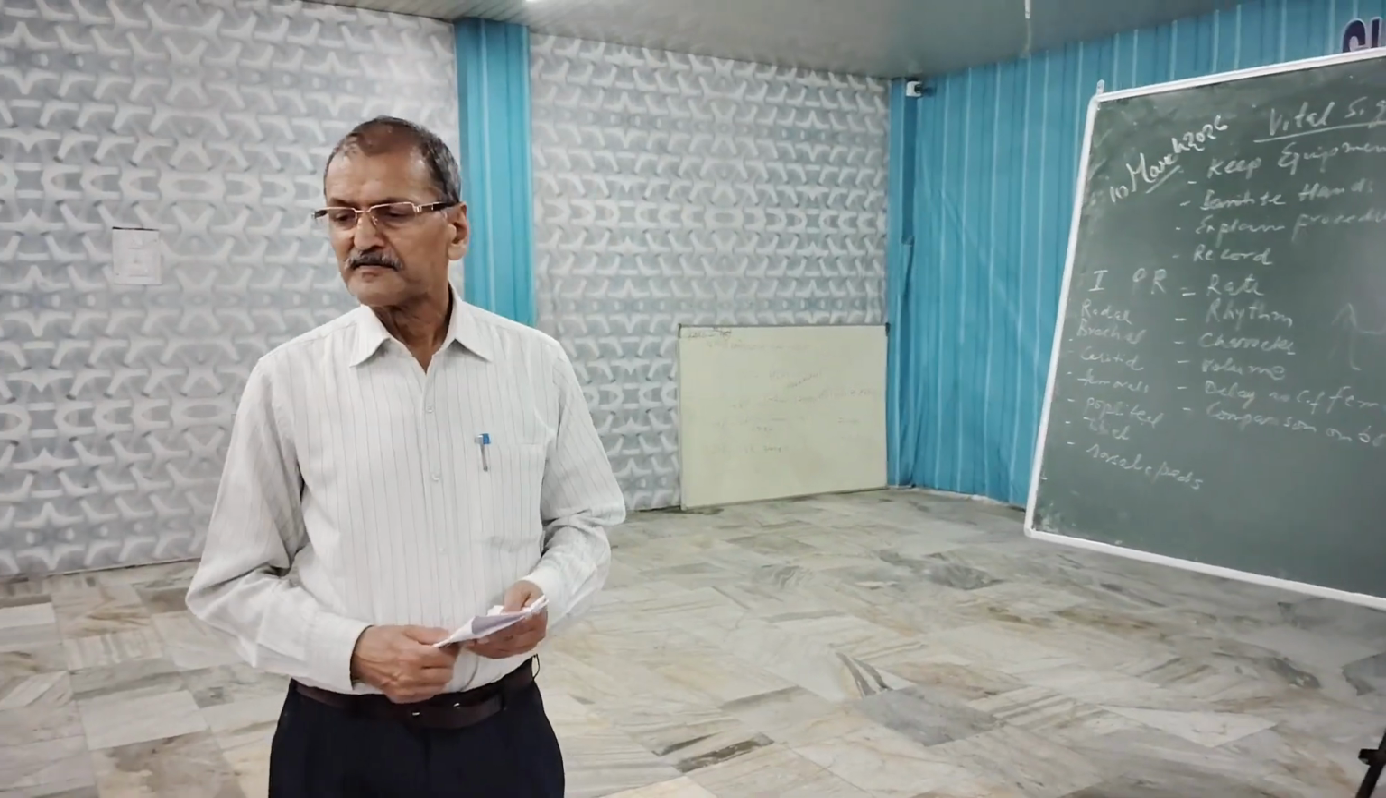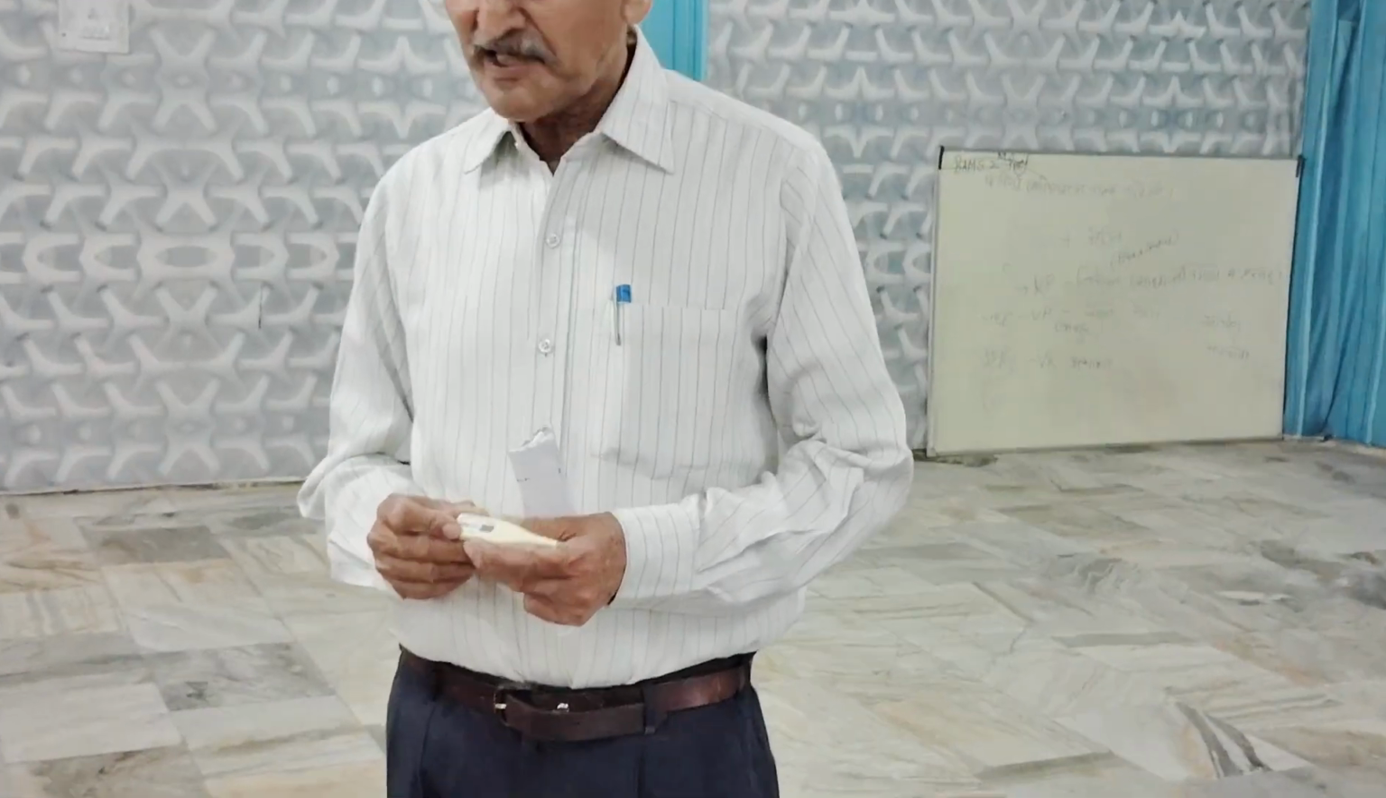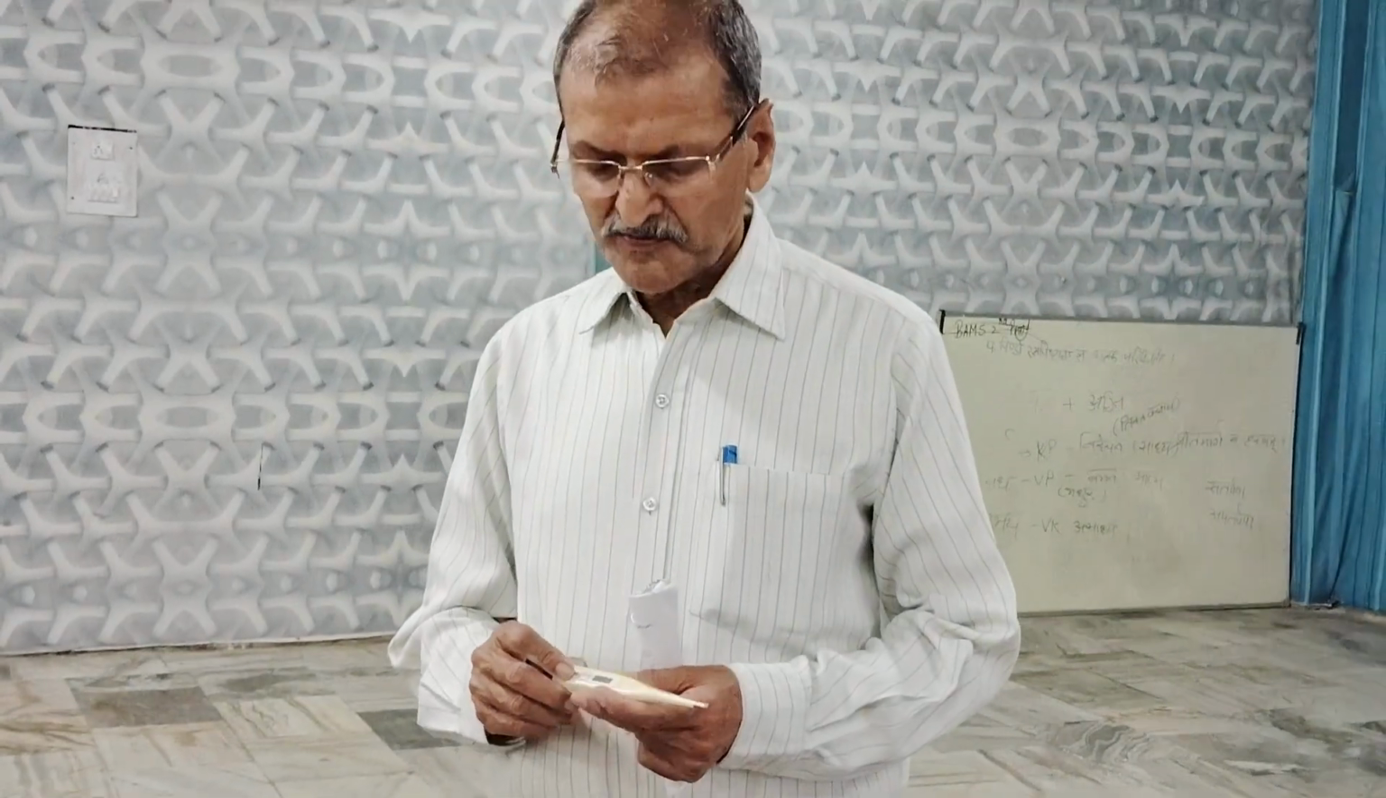Next is the temperature. Normal temperature is 36.5 to 37.5 degrees Celsius. It is in Celsius, and this is the normal thermometer. We will learn about the other methods also. So we are just telling the main points.